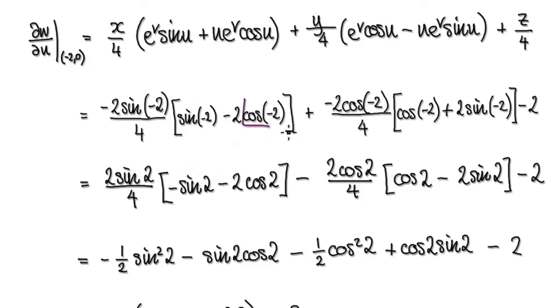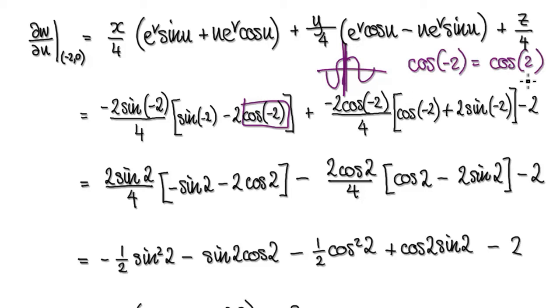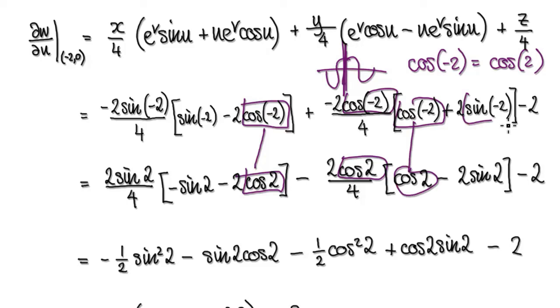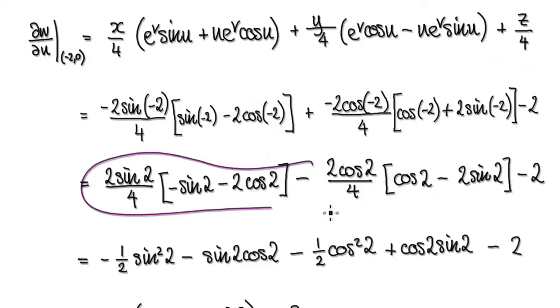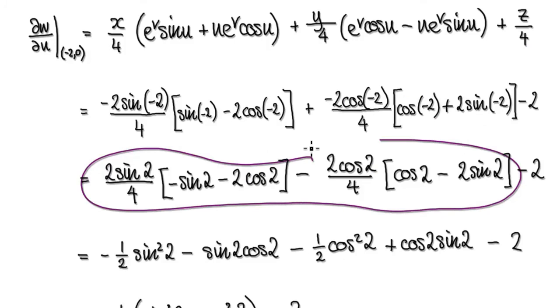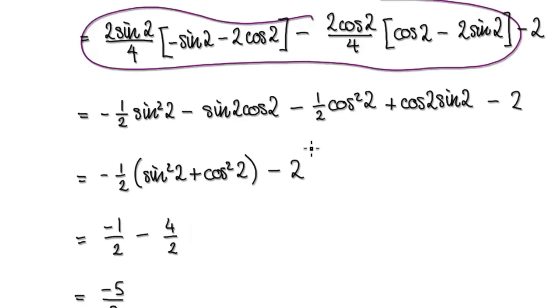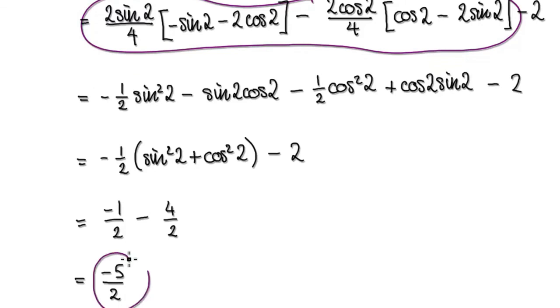And cos is an even function. Remember, an even function is when it's symmetrical along the y-axis. So cos negative 2 is really the same as cos of the positive version. So this thing here will become the positive version, and this thing here will become the positive version. This thing here will become the positive version. This thing here will become negative the positive version, if that makes sense. Anyway, tidy up, it will then give you this, and then blah blah blah, the answer will be negative 5 over 2. That's your final answer. Okay.